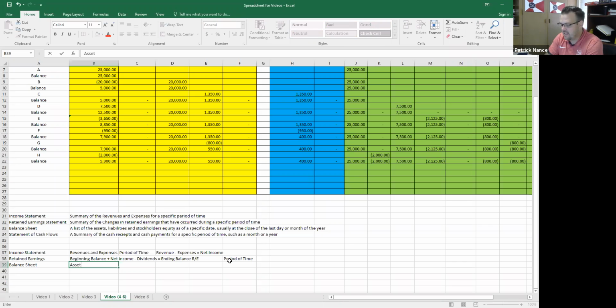We have assets, and why it's going to balance is because our assets equal our liabilities plus our stockholders' equity. Now we get that stockholders' equity from the ending stockholders' equity from the statement of retained earnings. So that's where we get our retained earnings, and we add in the common stock.